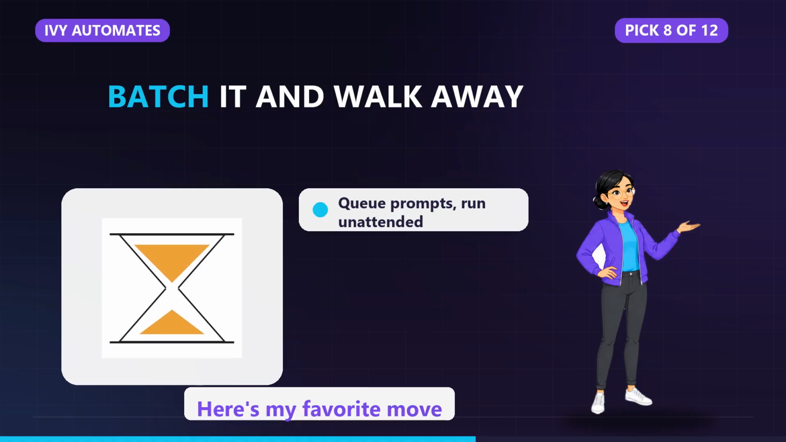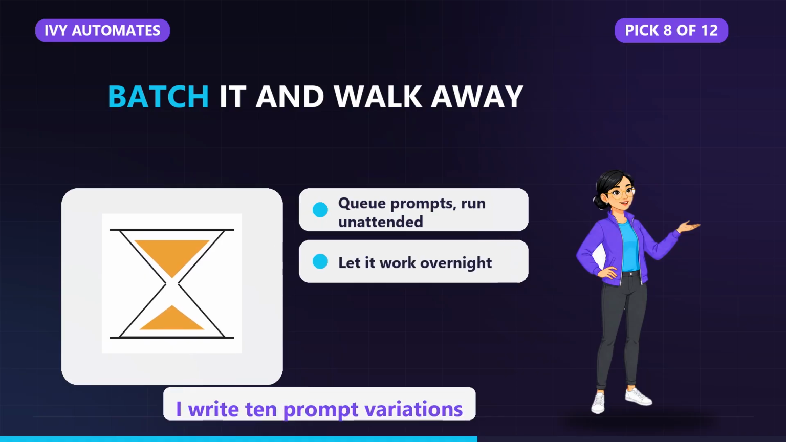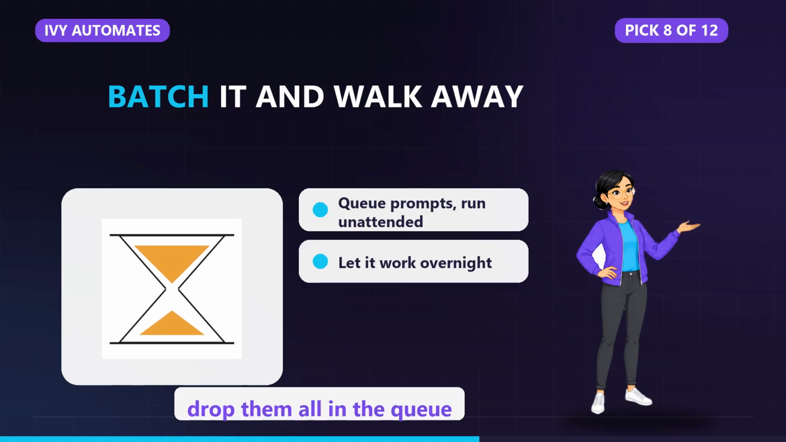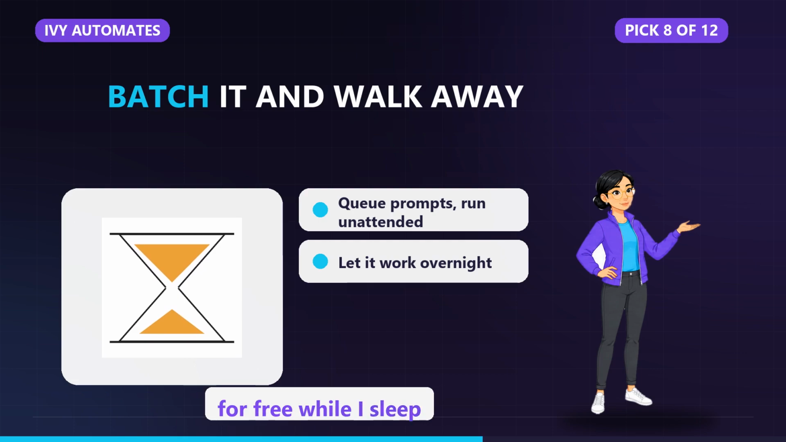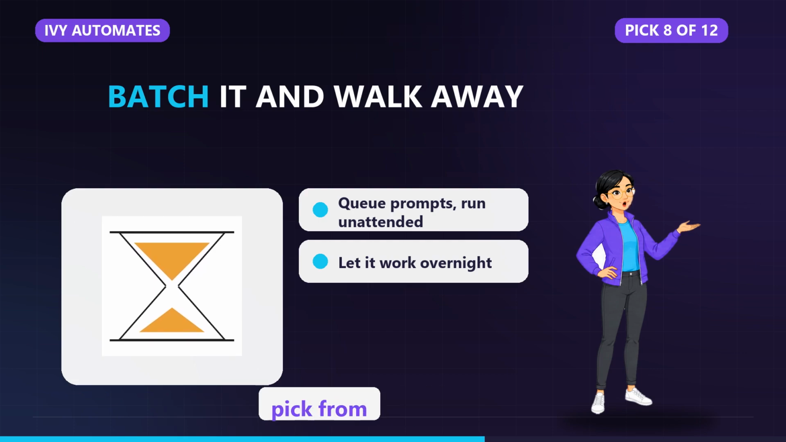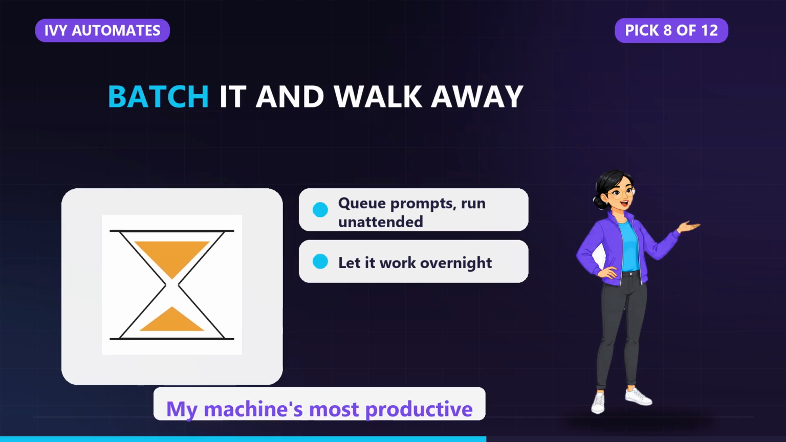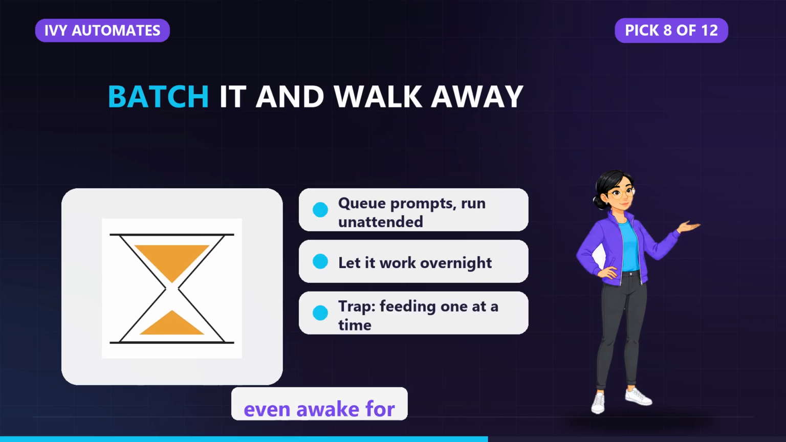Here's my favorite move. I write 10 prompt variations in the evening, drop them all in the queue, and go to bed. The GPU works the night shift for free while I sleep, and I wake up to 10 clips to pick from. My machine's most productive hours are the ones I'm not even awake for.